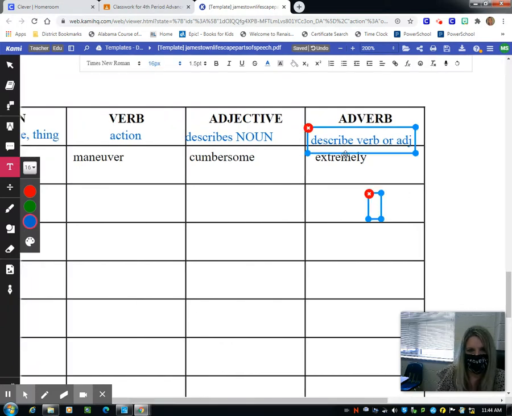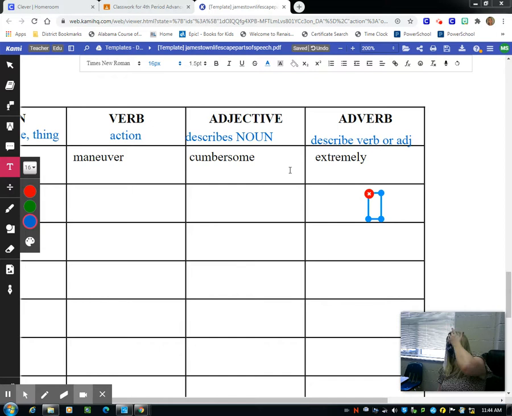Okay, so extremely is describing what? It can only be this or this. Would you say extremely maneuver or extremely cumbersome? You couldn't really say extremely maneuver. Maneuver just means you're moving it, but extremely cumbersome means it's very heavy and hard to move. Okay, so that would be good with cumbersome.